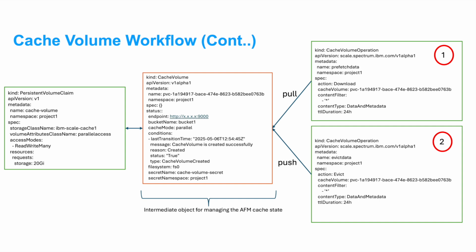Once the PVC is created successfully, a cache volume object is created, which is required to manage the AFM cache state. On that, we can download objects from our object store, and also we can evict those objects. Next up, we'll create a cache volume and perform these download and eviction operations.